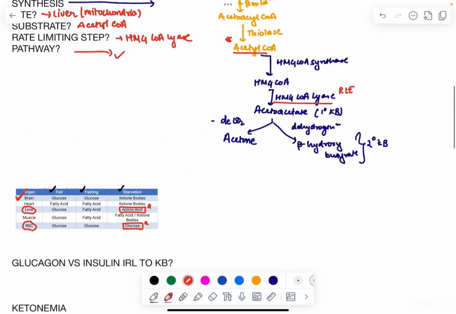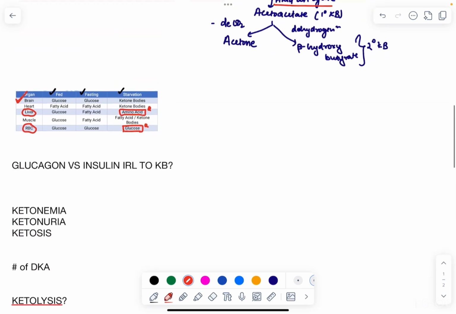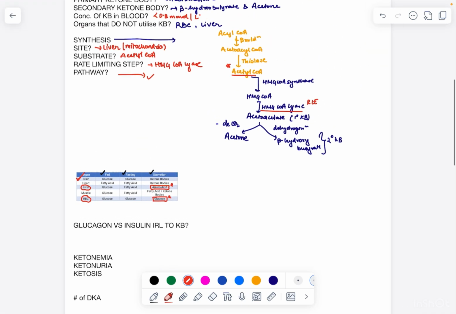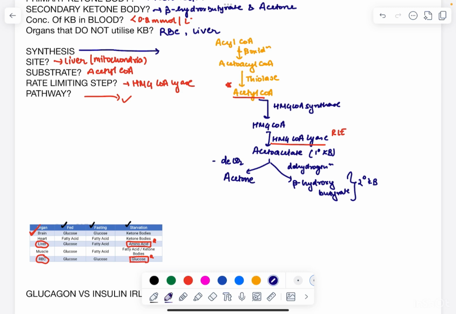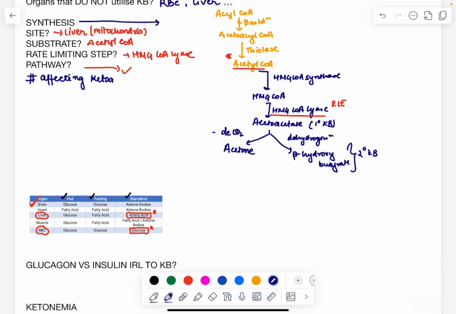All right, then we will talk about the glucagon versus insulin relation. Now to understand ketogenesis, you have to know 2-3 things to understand what is happening. Now, the factors affecting ketogenesis. So first of all, we have glucagon or epinephrine.